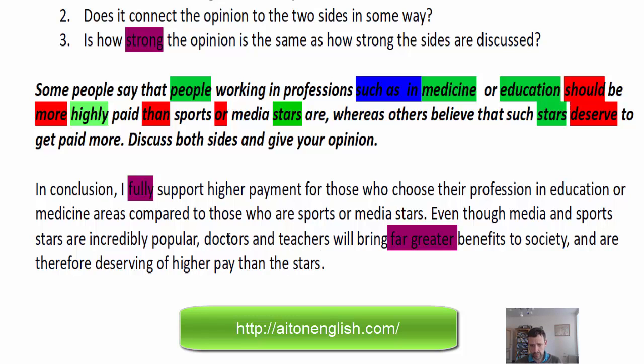Okay. Even though media and sports stars are incredibly popular, that was why they get paid a lot. Doctors and teachers bring far greater benefit to society and are therefore deserving of higher pay than the stars. So that's, boom, the key point to bring it home. Okay, so hopefully that helps you think about the next time you write Discuss Both Sides.